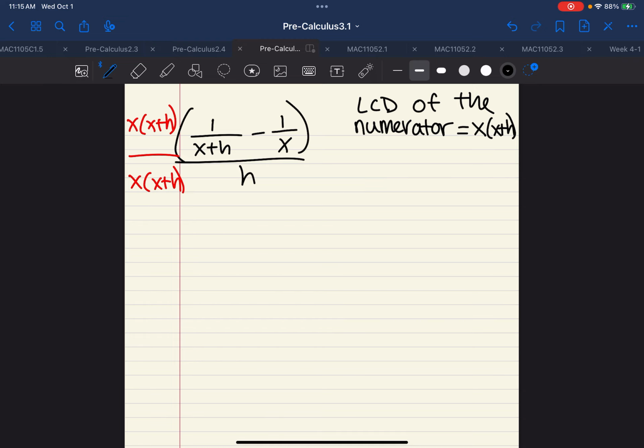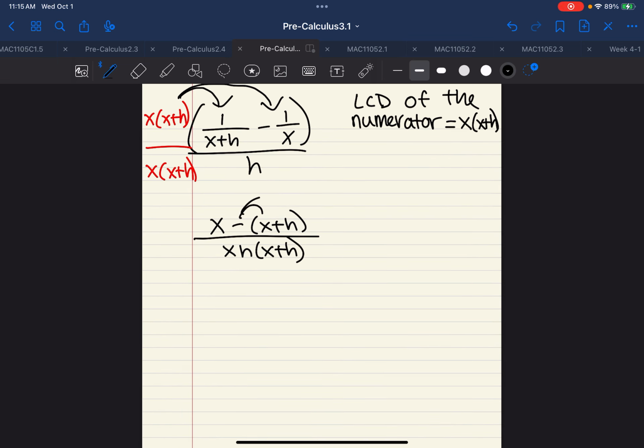Okay, so of course on the top this will be a distributive property. When I multiply it by the first fraction, the x plus h's will cancel, leaving me with just x times 1. And then when I multiply it by the second fraction up there, the x's will cancel, leaving me with negative 1 times x plus h. And then on the bottom we'll have x times h times x plus h.